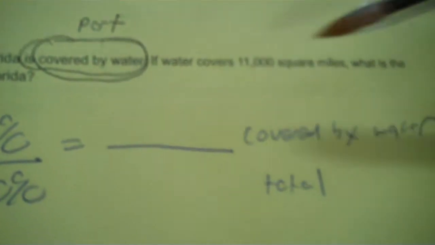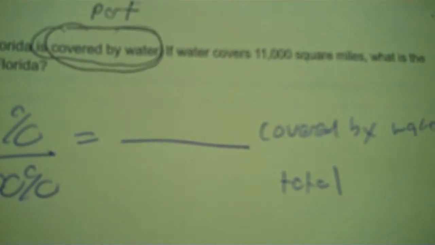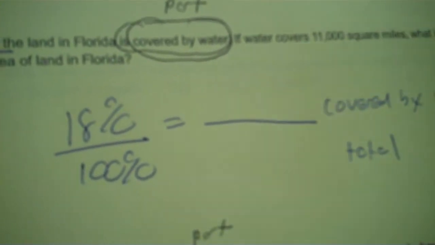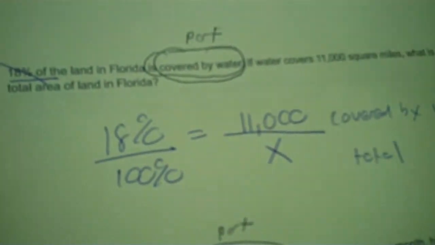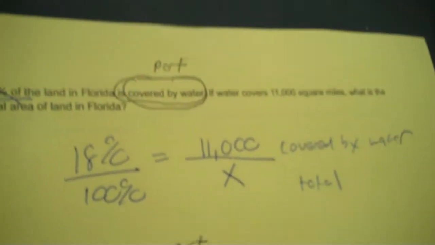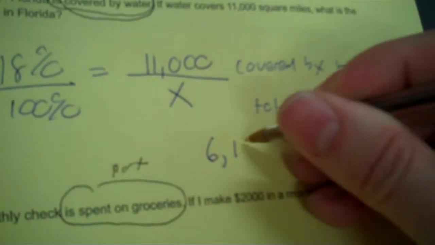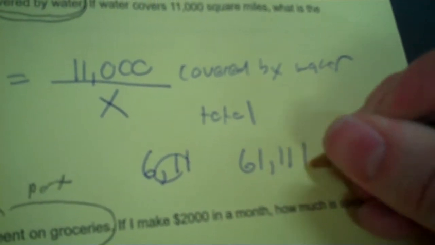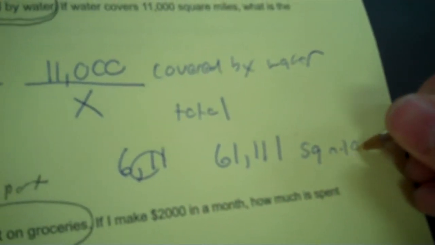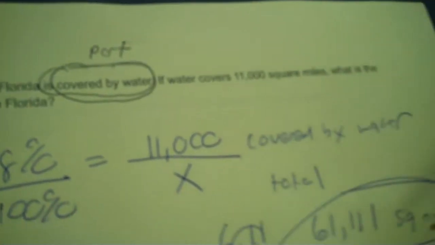And the 18's done. Forget about it. It says water covers 11,000 square miles, so obviously 11,000 is the amount covered by water. So I put 11,000 and then X here. Just cross multiply and divide. 100 times 11,000 divided by 18. 6,111. Or my bad, 61,111 square miles. Because that label's square miles and this one's going to be the same thing.